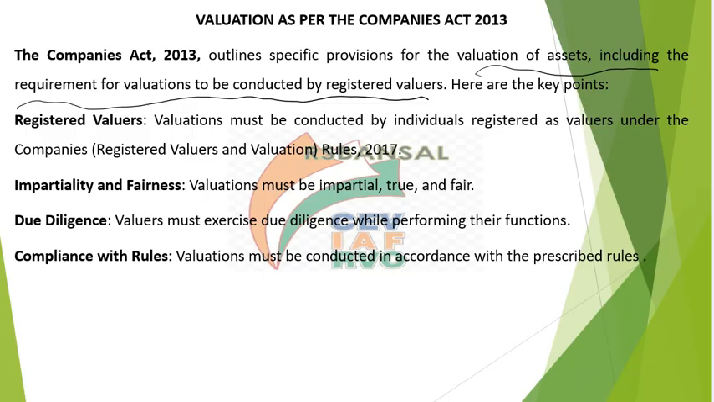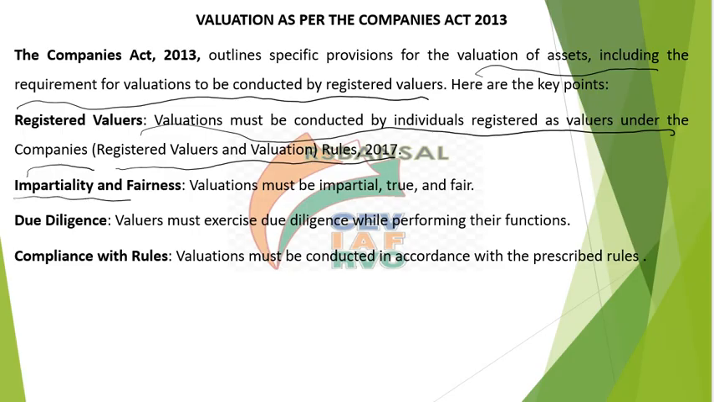So valuation must be conducted by individuals registered as valuers under the Companies (Registered Valuers and Valuation) Rules 2013. Then valuations have to be done with impartiality and fairness. Valuation must be impartial, true and fair. Then diligence has to be applied by the valuer. Valuer must exercise due diligence while performing their functions. Then compliance with the rules. Whenever you are doing valuation under Companies Act, you have to conduct it in accordance with the prescribed rules.